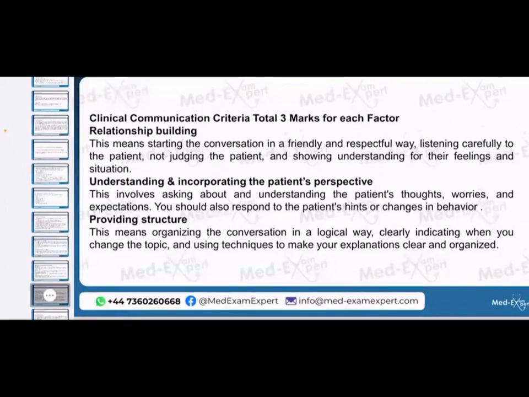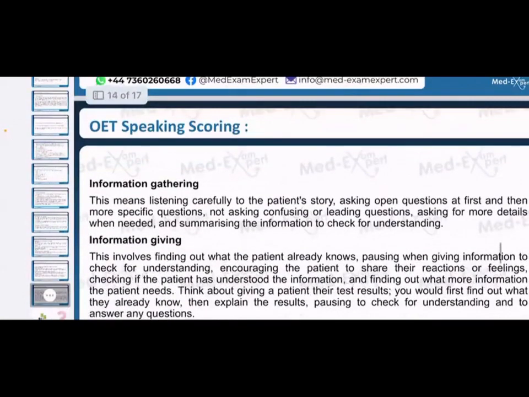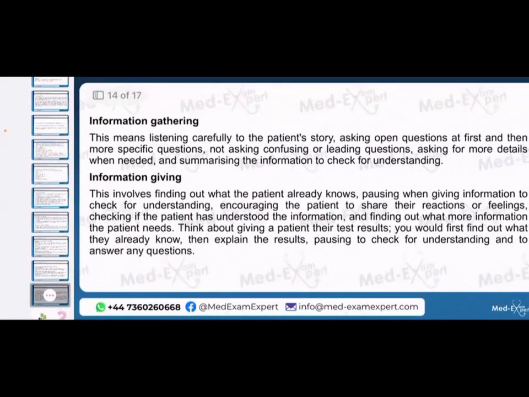in a formal way. So, providing structure: this means organizing the conversation in a logical way, clearly indicating when you change the topic, and using techniques to make your explanations clear and organized. Please make sure that whatever you are saying to your patient is clear and understandable by your patient. Information gathering means listening carefully to the patient's story.